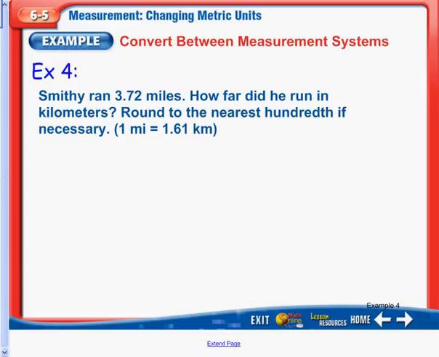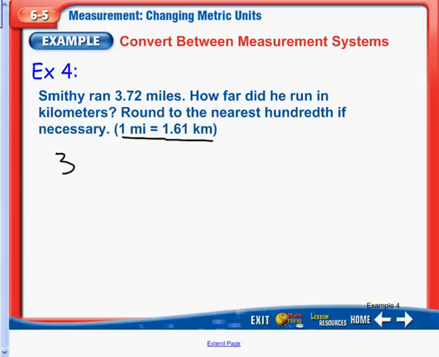Now we are going to try converting between measurement systems, so we're going to have to use that chart that was right at the beginning. Smithy ran 3 72/100 miles. How far did he run in kilometers? This is also a note to round to the nearest hundredth if necessary, and they actually gave us our conversion right there, as 1 mile equals 1 61/100 kilometers.